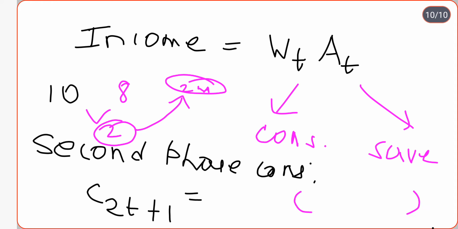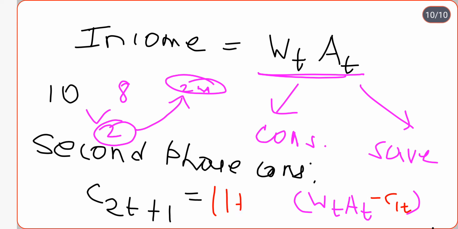The savings of the first period can be written as total income of the first period, that is WT AT, minus consumption in the first period, that is C1T. We all know total income minus consumption is saving. So that will be my consumption in the second period. But we are not sure about the consumption of the second period, so we have to discount it by 1 plus R to the power RT plus 1. Here RT plus 1 is basically the rate of discount by which we are discounting the consumption of the second period.